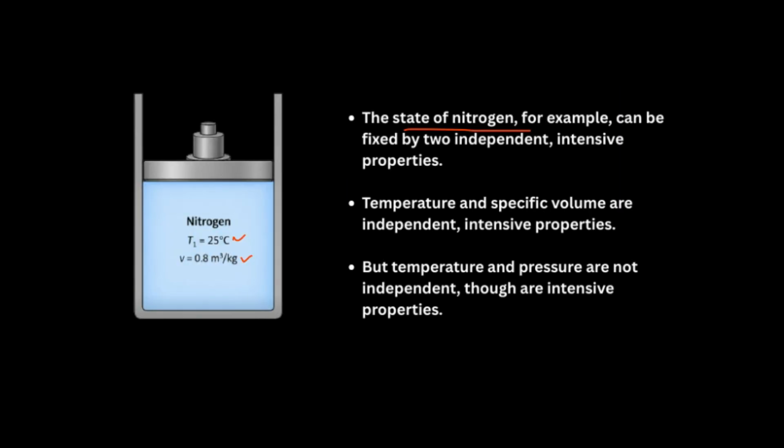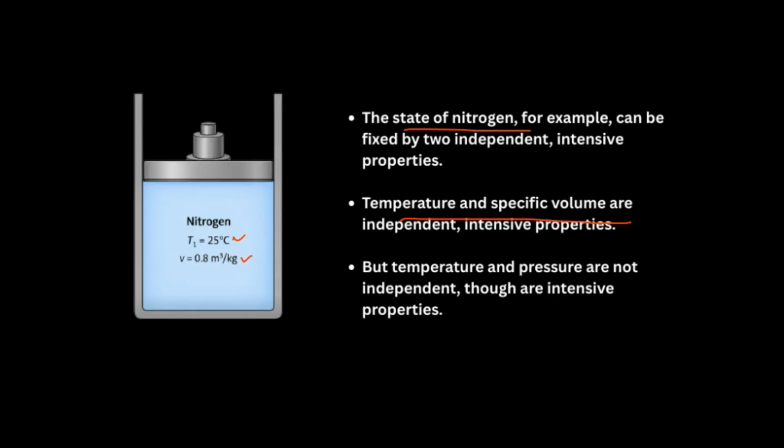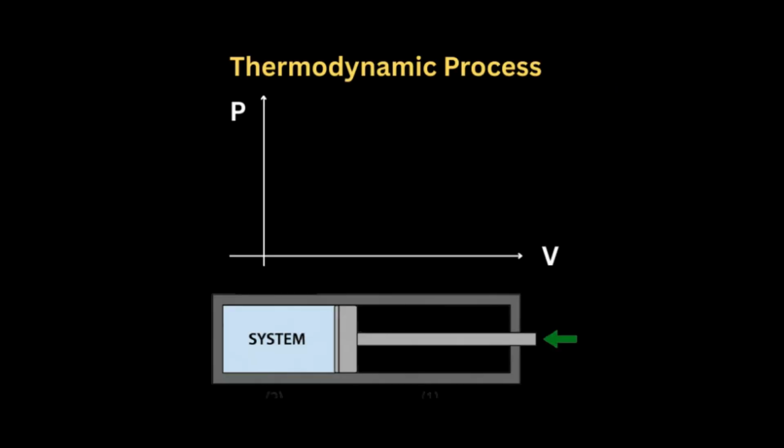So temperature and specific volume are independent intensive properties, whereas temperature and pressure are not independent, though they are intensive properties. They are intensive, but they are not independent of each other, because they are related by P equals rho RT, the ideal gas law. Having understood this, let us try to understand what exactly is a thermodynamic process.